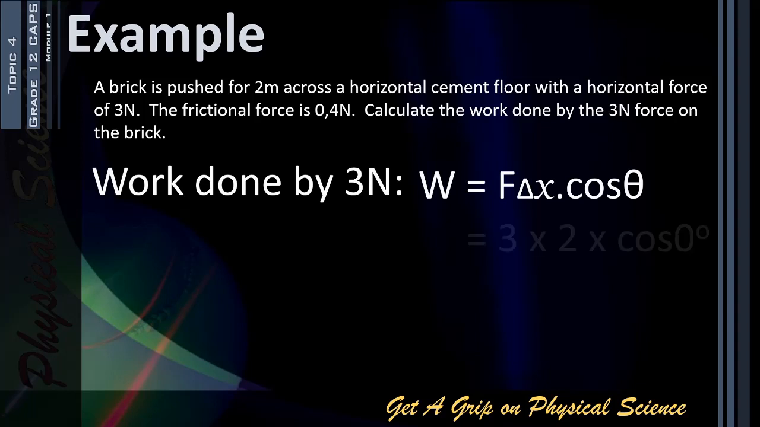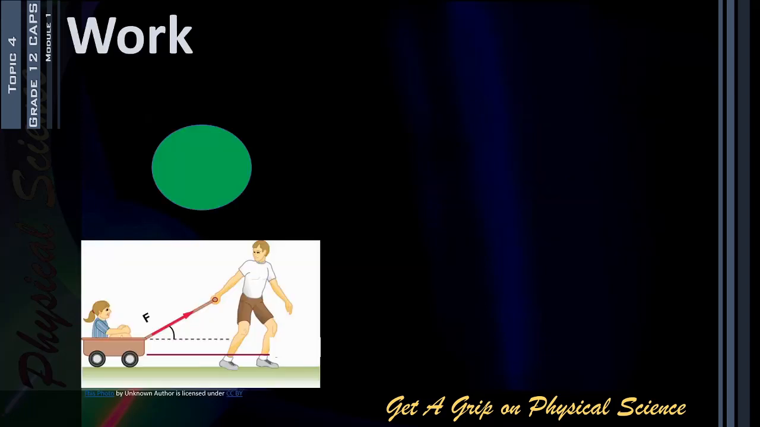So therefore, the work done is 3 times the displacement of 2 times the cos of the angle between the force and the displacement. And in this case, the force and the displacement are both in the same direction. Therefore, the angle between the force and displacement is 0 degrees, and that gives us an answer of 6 joule. Now you'll remember that work is a scalar quantity, so no direction is indicated.